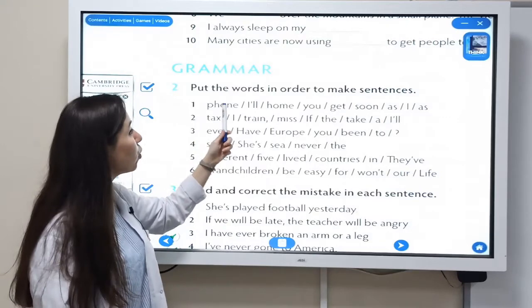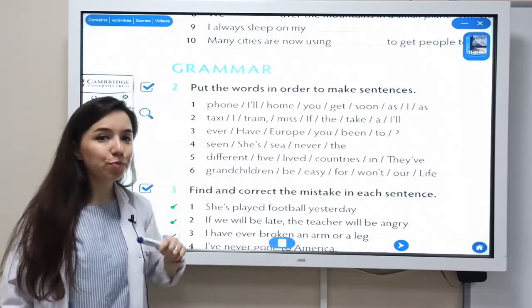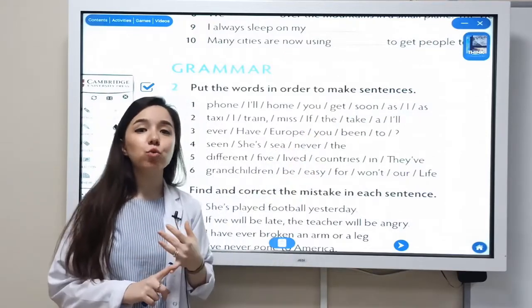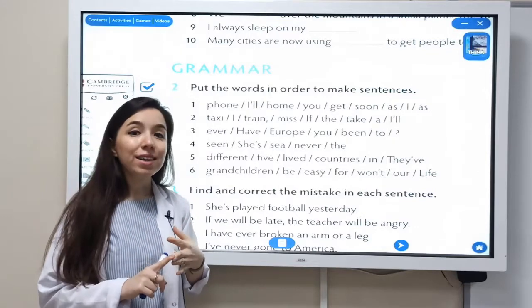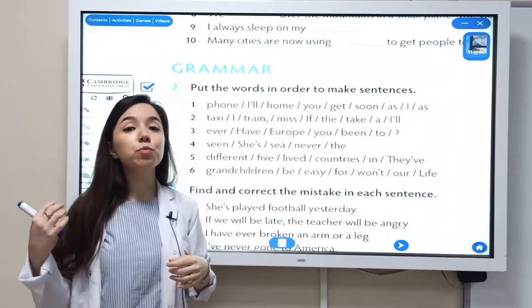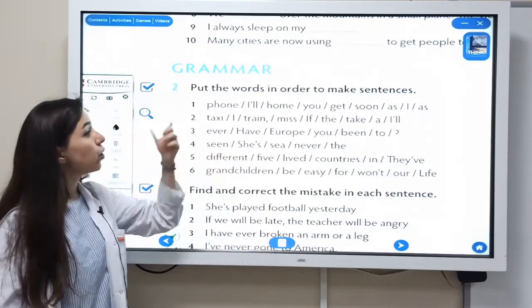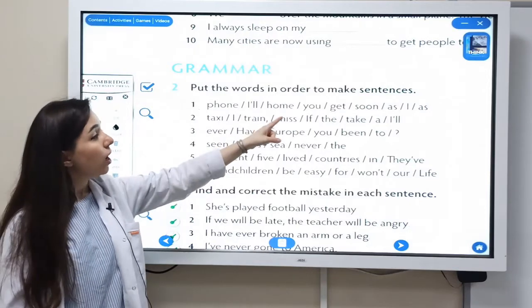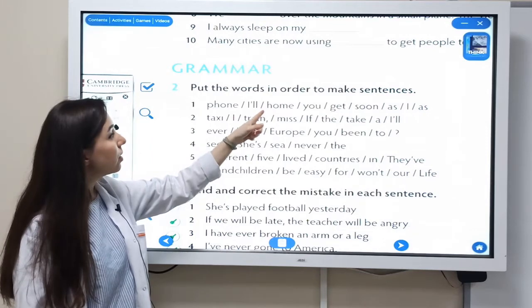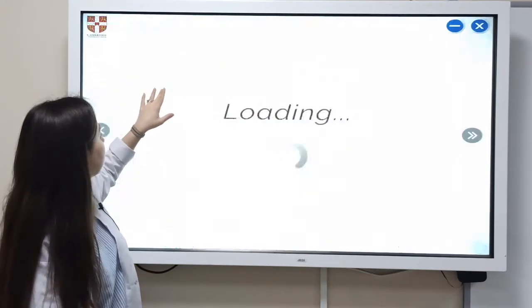Look here. We have phone, I will, home, you, get, soon as, I, as. Do you remember? We have some grammar like as soon as, if, when, at the same time. Yes, we talked about them, that one part we use present simple, another part we use future. Now look here, we are going to make the sentence with this. So what do you think? As soon as I get home, I will phone you. Yes?